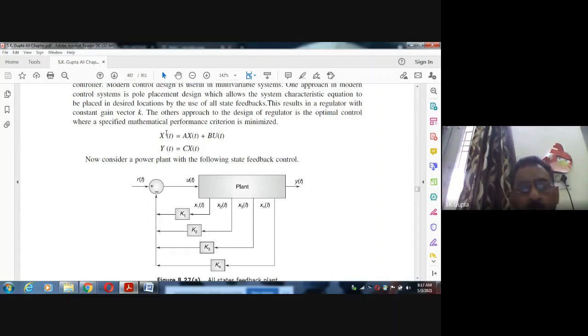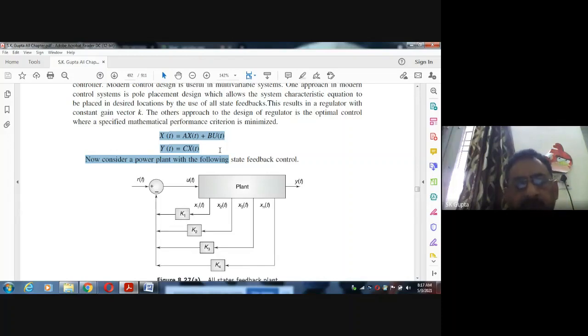Our system is x dot equals Ax plus Bu, y equals Cx. This you know. Is there any question in this? Everybody knows this system. Yes sir. This is x dot equals Ax plus Bu, y equals Cx. What is this system?